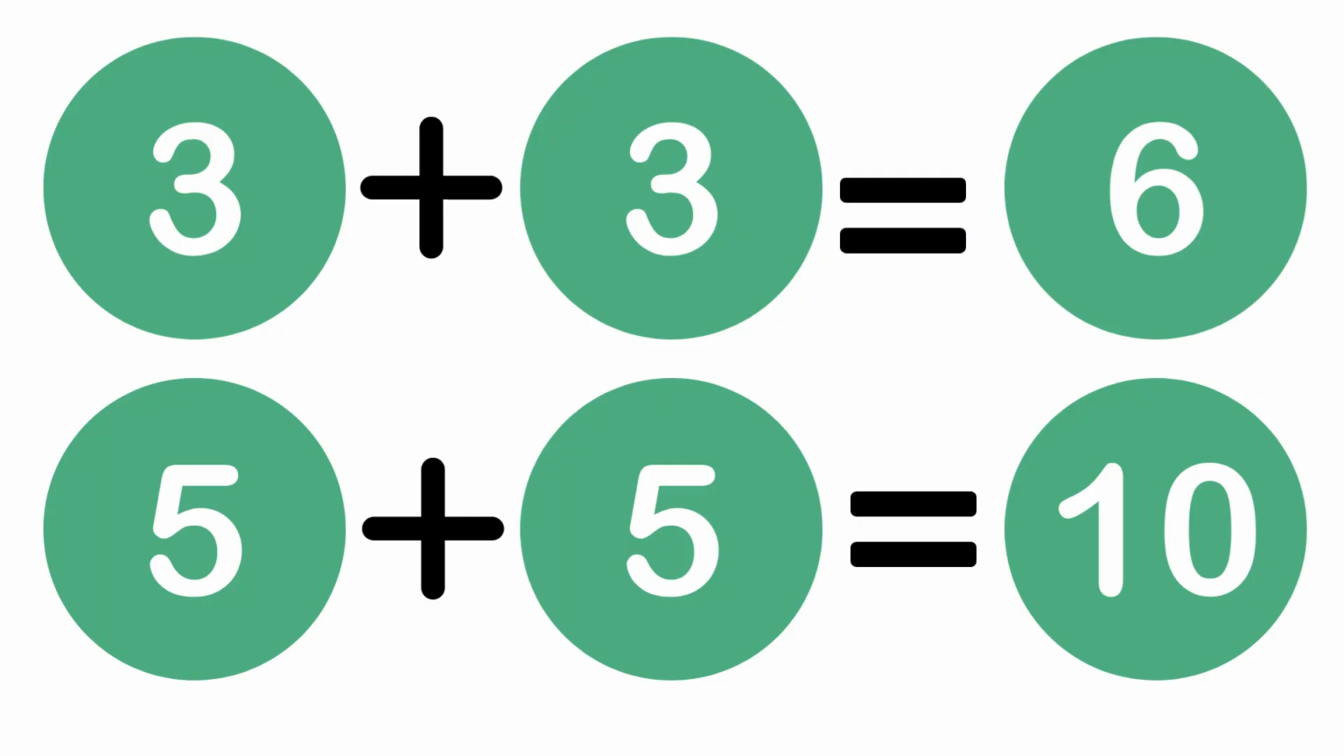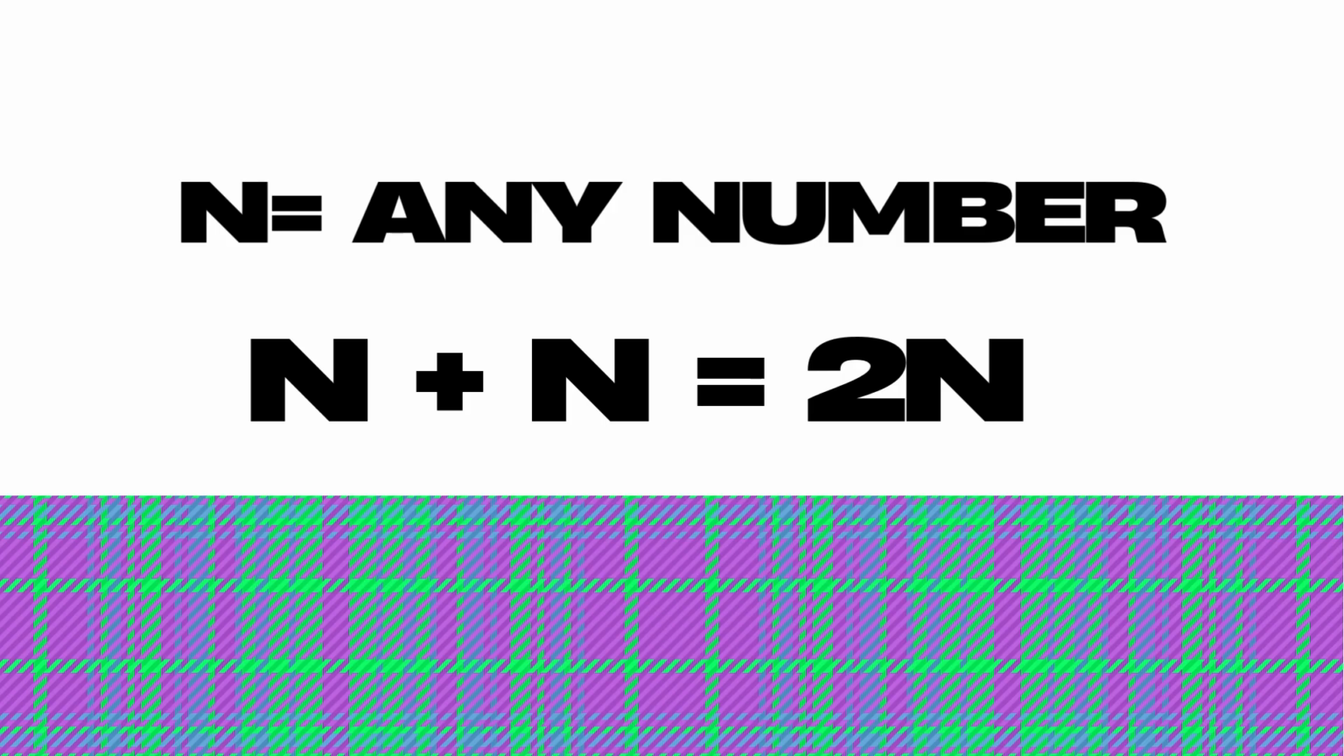Instead of writing this out for every single number, we can use a variable like n to represent any number. Then we can write n plus n equals 2n. This simple equation tells us the pattern works for all numbers.